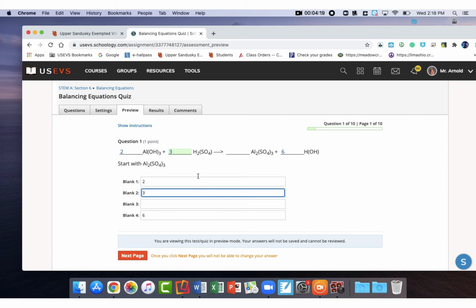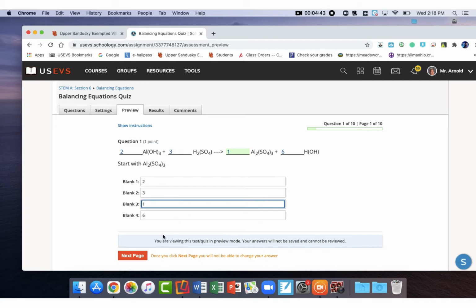Now I changed the number of SO4s. Now I have 3 times 1 SO4, so I have 3 SO4s. I look over here, wait a minute, this is where we started. We already have 3 SO4s. So 1 times, oops, I put it in the wrong spot. 1 times 3 equals 3.